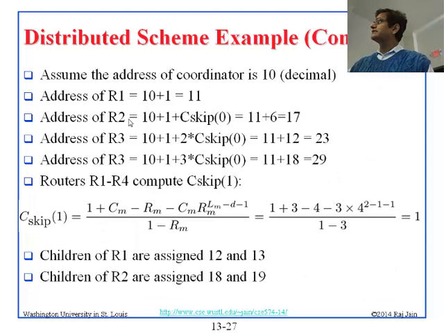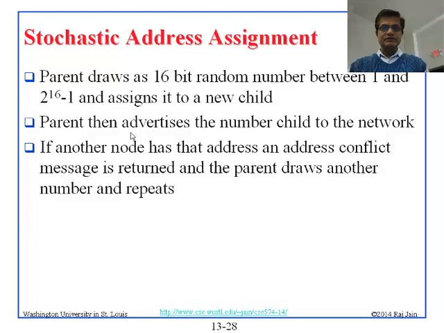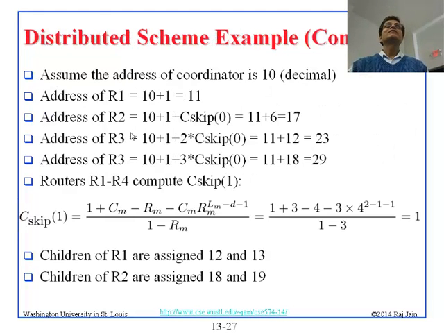And so basically these equations simply explain that each router you add 6, 11 plus 6. There is a mistake, 11 plus 12, 11 plus 18, and so on and so forth. Alright, so now you can assign the addresses to children. Right? So there is one problem, there is one homework.